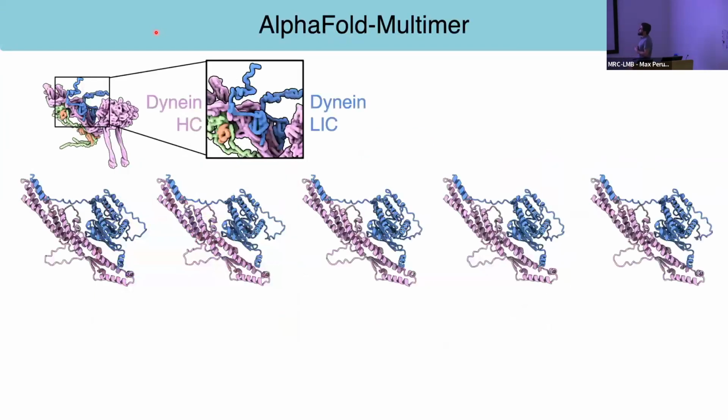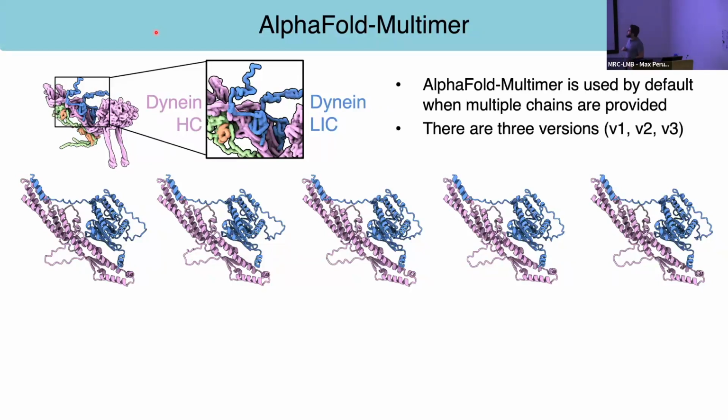So let's look at this for AlphaFold multimer. So this is the same example. We have our light intermediate chain. This is binding the heavy chain in dynein. And so if we want to run a multimeric prediction of this interaction, we can take fragments of these proteins and see if AlphaFold can figure out the interaction between the two.